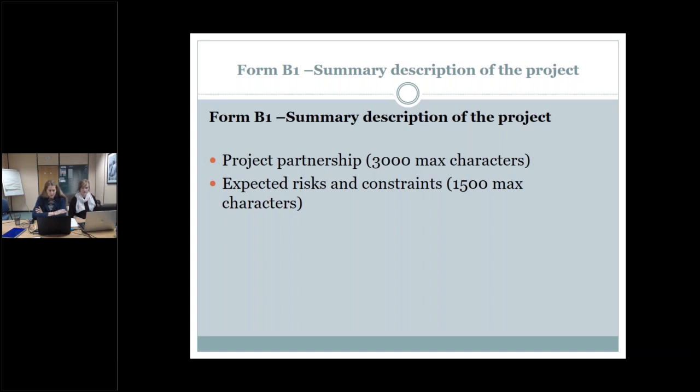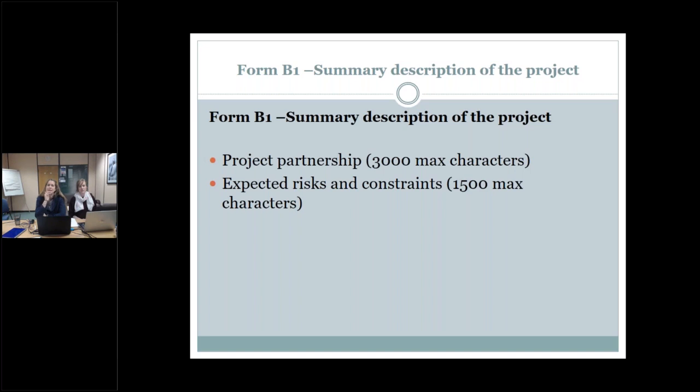And within that section, you have to describe what the structure of your partnership looks like. Who are your key associated beneficiaries? You should detail their expertise and expected role, including actions they will be responsible for. And how will your project be co-financed by other entities?